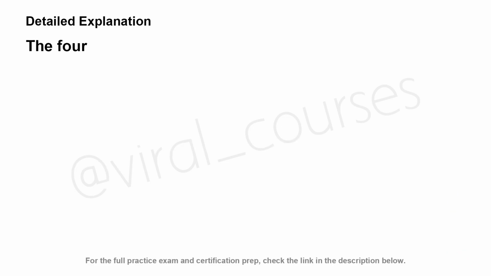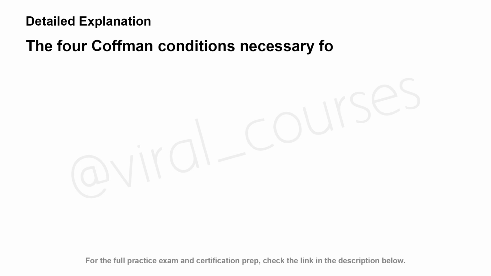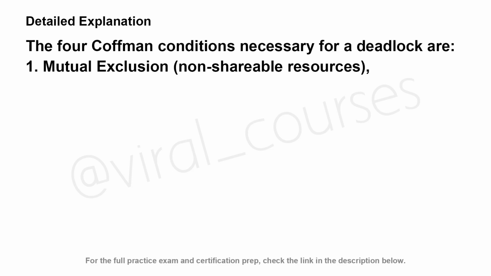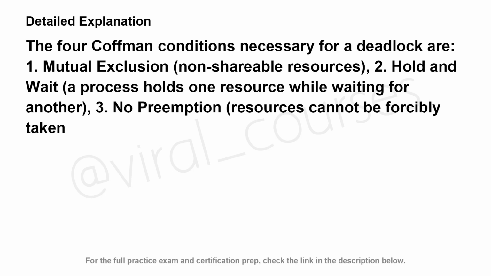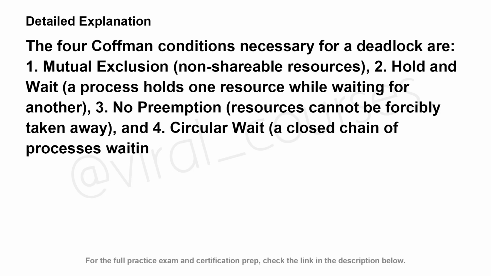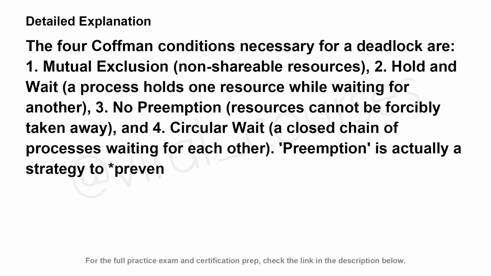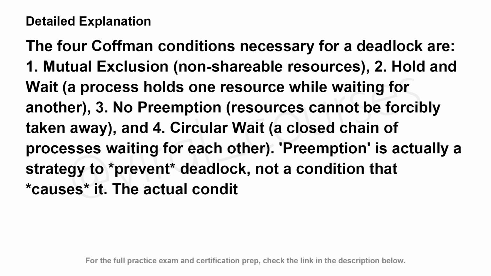The four Coffman conditions necessary for a deadlock are: 1. Mutual exclusion. Non-shareable resources. 2. Hold and wait. A process holds one resource while waiting for another. 3. No preemption. Resources cannot be forcibly taken away. And 4. Circular wait. A closed chain of processes waiting for each other. Preemption is actually a strategy to prevent deadlock, not a condition that causes it. The actual condition is no preemption.